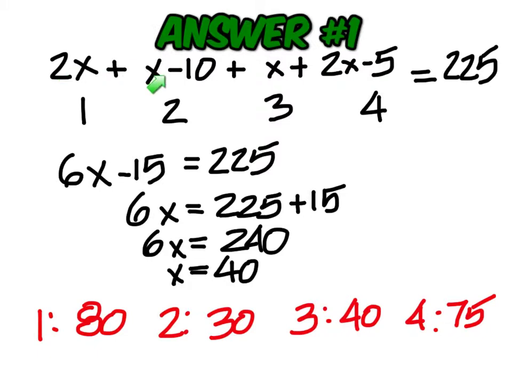You have 6 X's in this equation. You have 2X and 2X for 4X, and 2 more X's will give you 6X. Minus 10 minus 5 is minus 15. So 6x minus 15 equals 225. You have to move this minus 15 to the right, make it plus 15. That gives you 240. Divide by 6. X is 40, but X is not the answer. You had to find each of these. So the first one is 80, second one 30, third one 40, and fourth one 75.